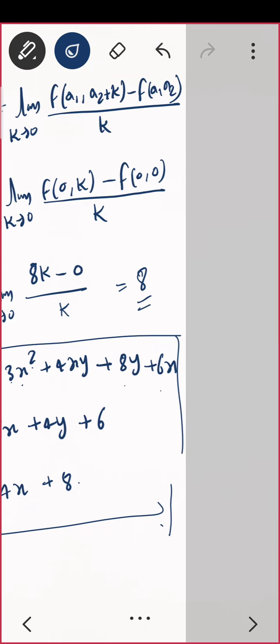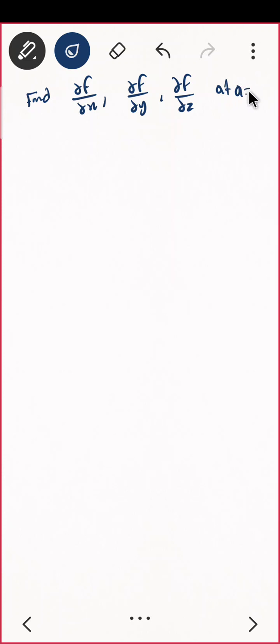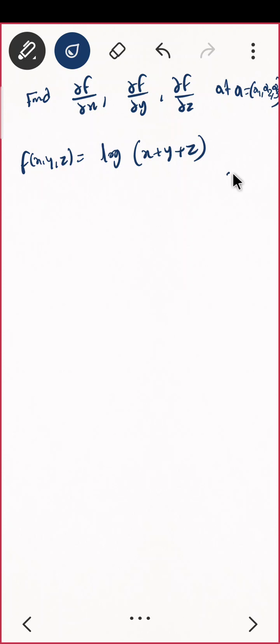I'll just give one more question and ask you to do it. Find dou f by dou x, dou f by dou y, dou f by dou z at e, where e is say (e1, e2, e3). I'm not putting the value, just let us fix e, and f of (x, y, z) is equal to log of (x plus y plus z). This is what my function is. Can you quickly do that? I'll give just 2 minutes to you.